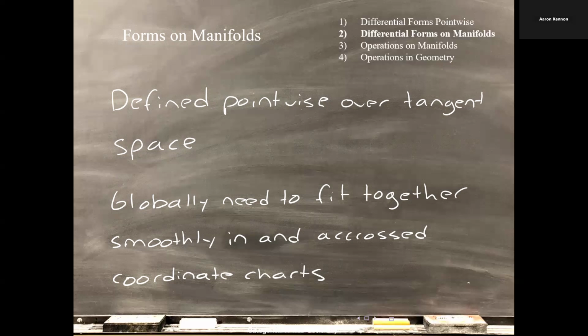So on the intersection of these charts, these need to fit together in a smooth way. What this means is that locally, we could write these out in particular coordinate systems. Smooth means the component functions, when we write these out in the coordinate systems, are smooth in the sense of calculus.